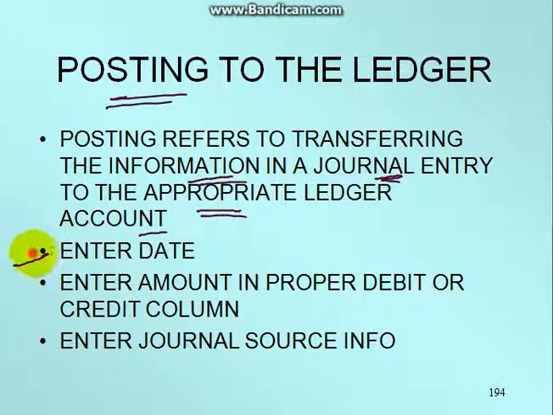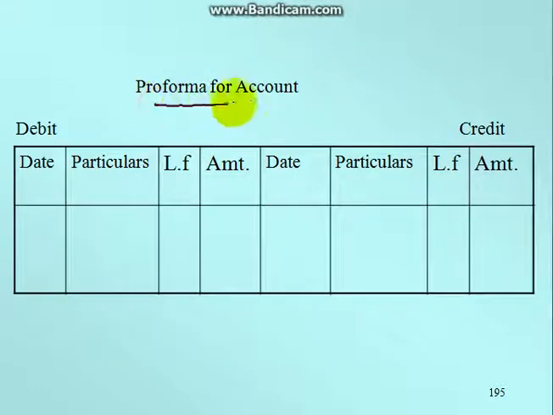First you have to mention the date. Second, you have to enter the amount which is in the proper debit or credit column. And third is the journal info you have to mention. Right? So I'll tell you how. This is the standard format of the account for the posting.